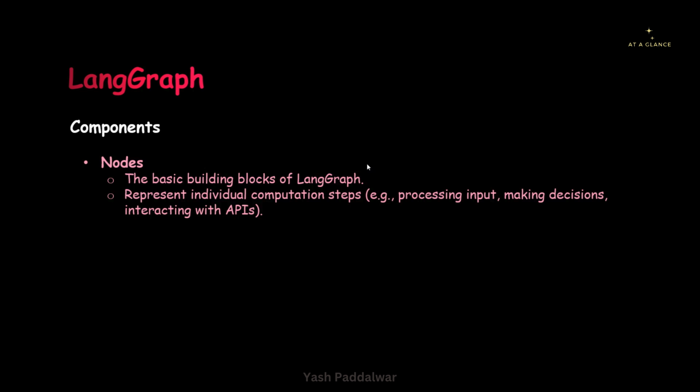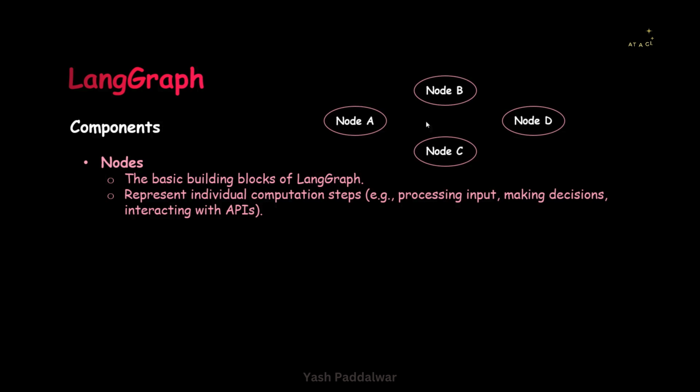An example of nodes would be like this. You can see we have four nodes over here: node A, node B, node C, and node D. Nodes are separated from each other, they are independent, and hence this is not a complete graph. To make it complete, we have another component of LangGraph, that is the edges. So what exactly is an edge? It connects the nodes and defines the flow of computation. As we have already discussed, a particular node will simply process the input, do some computation, and then output.